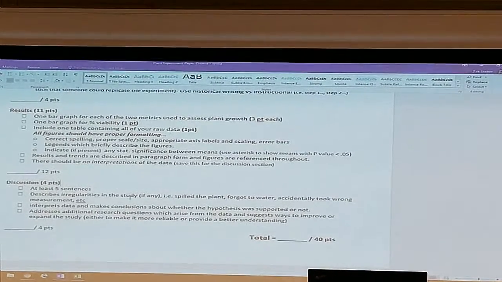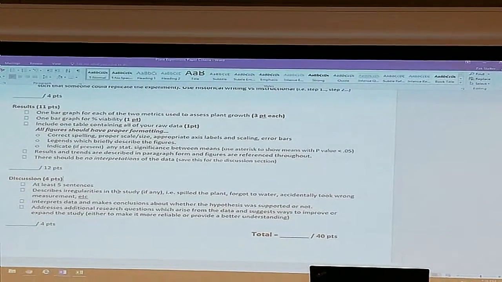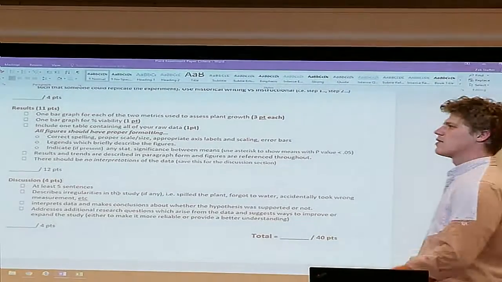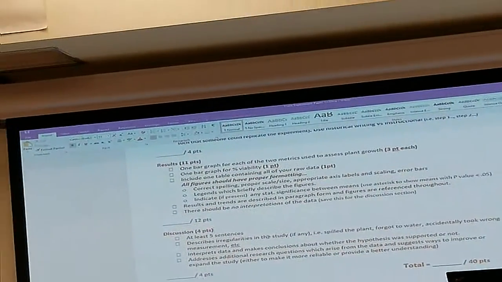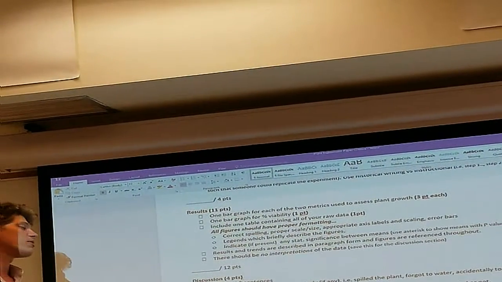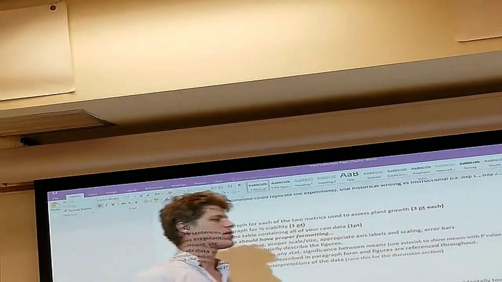All right, and then the discussion is kind of the last part where you just talk about what was interesting in the data. It is kind of interesting that the fertilizer made all the plants die. Why do you think that is? What could somebody do if they wanted to figure out why that was? If something went wrong in the study, then you might describe what went wrong.